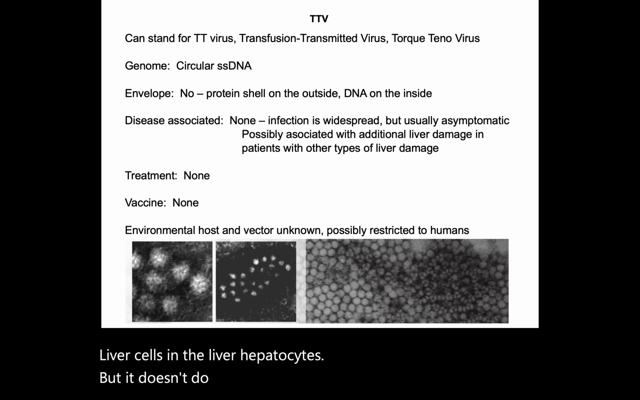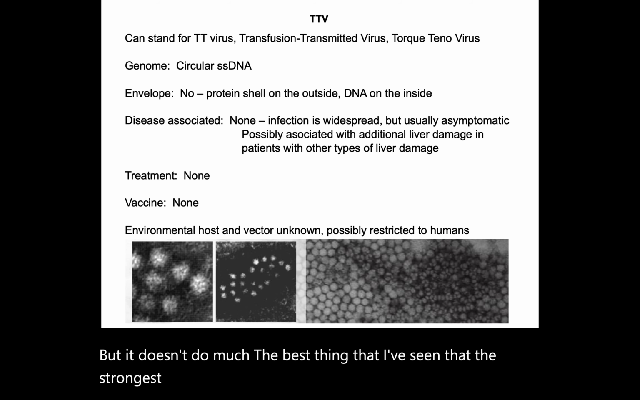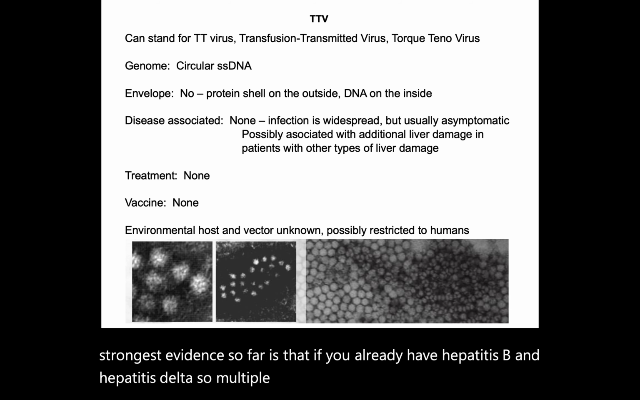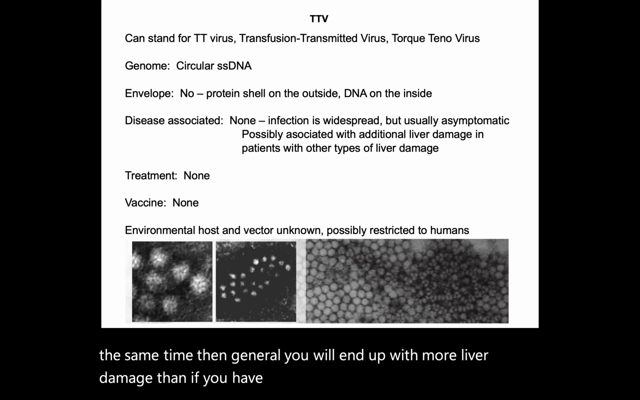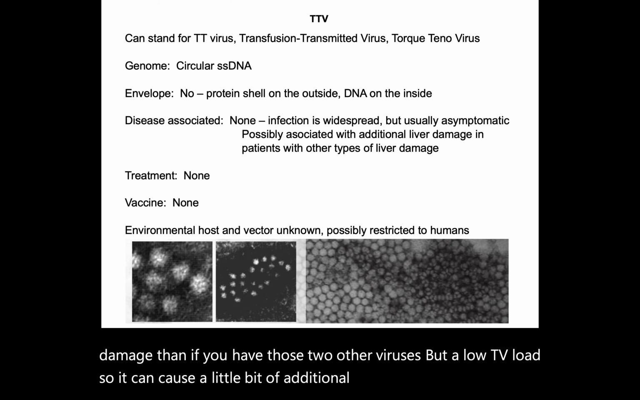The best thing that I've seen, or the strongest evidence so far, is that if you already have hepatitis B and hepatitis delta, so multiple hepatitis, and you have a high TTV load at the same time, then in general you will end up with more liver damage than if you have those two other viruses but a low TTV load. So it can cause a little bit of additional misery on top of other diseases.